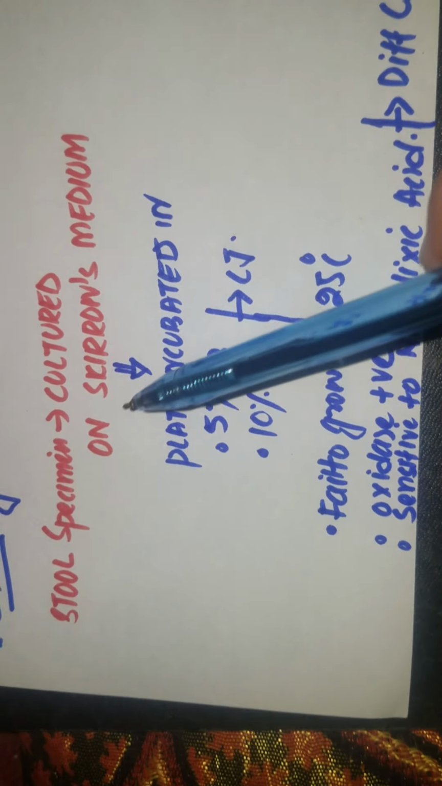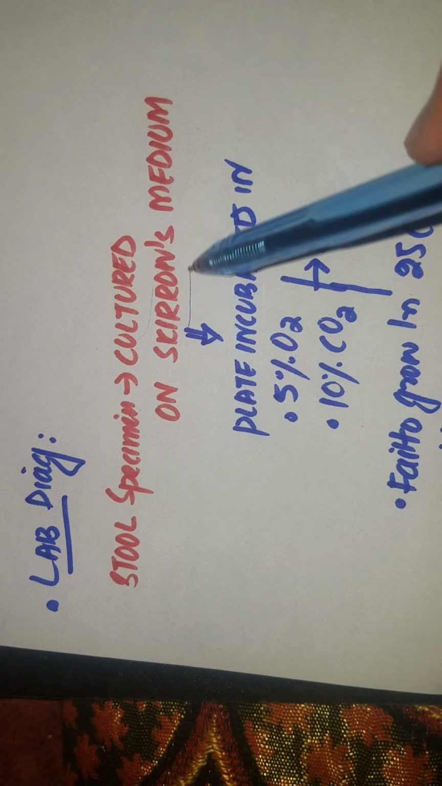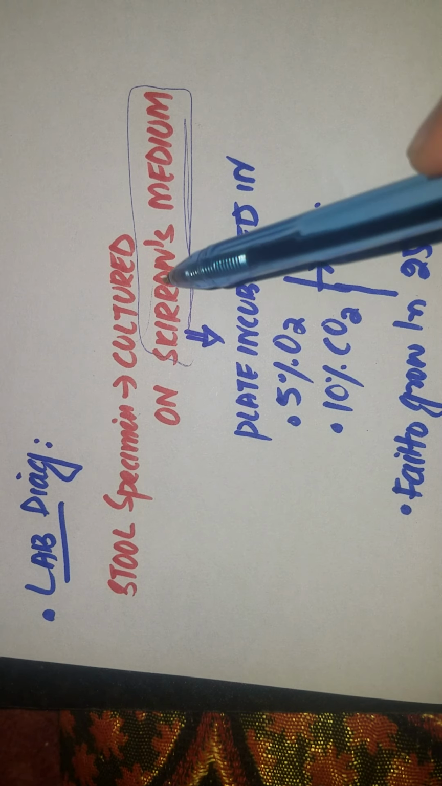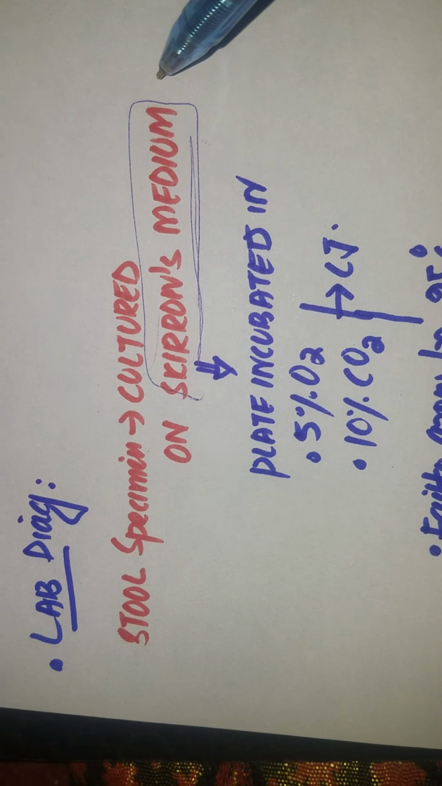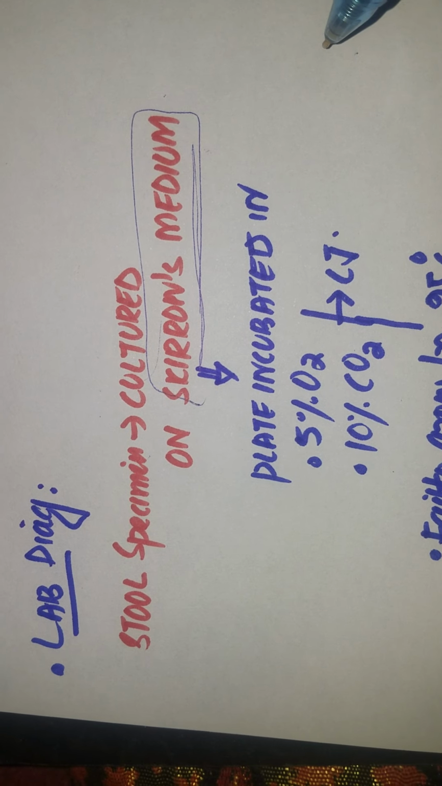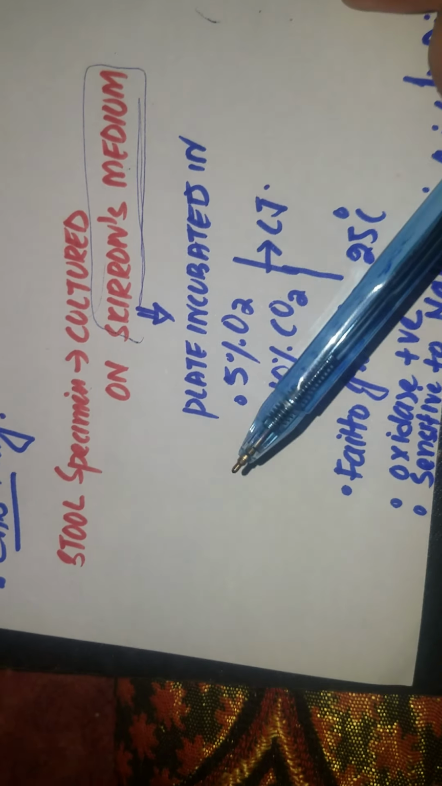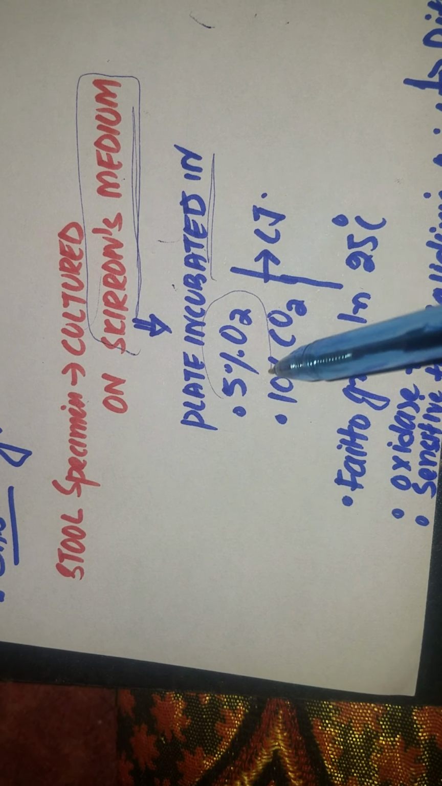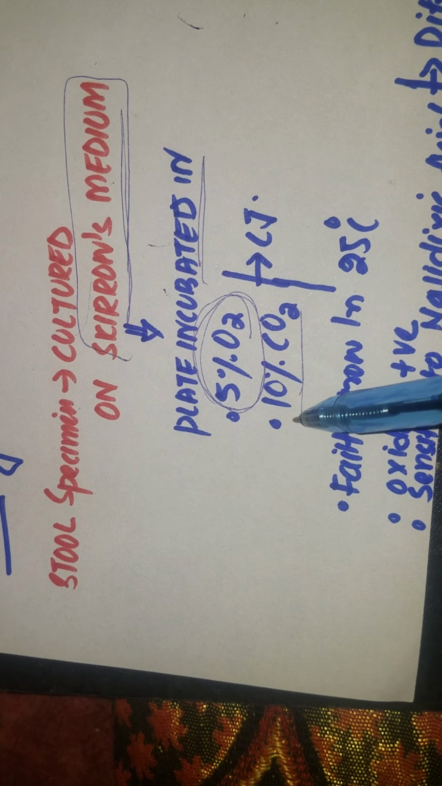Coming to the lab diagnosis, a stool specimen is taken and cultured on Skirrow medium. Skirrow medium is basically blood agar with antibiotics added to inhibit the growth of the normal flora. The antibiotics added are vancomycin, trimethoprim, cephalosporin, etc. This plate is then incubated in 5% oxygen, as the organism is microaerophilic, and 10% carbon dioxide.